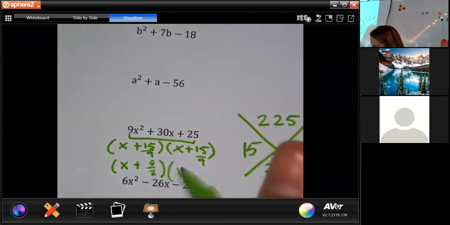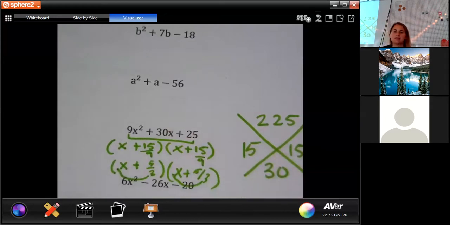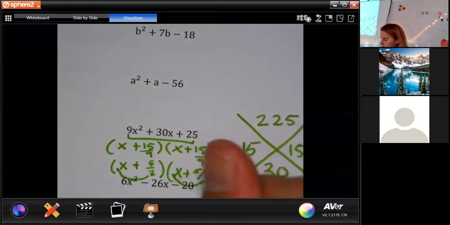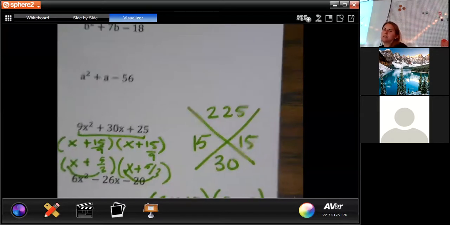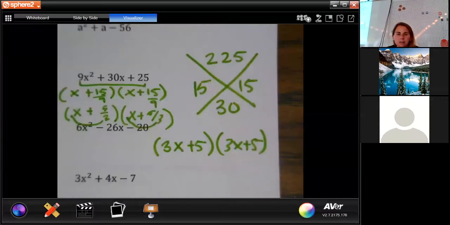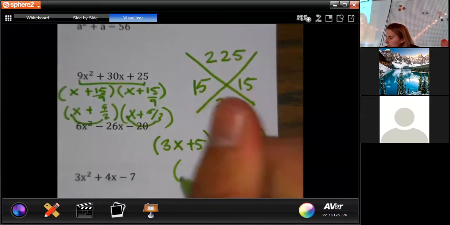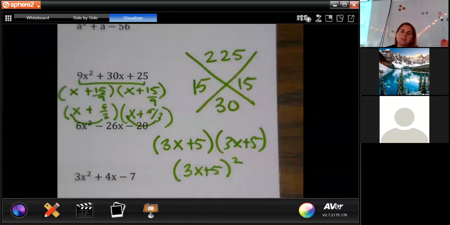Yeah, 5 over 3. Not a whole lot of room for this problem. So you do need to reduce before you do the bottoms up. Now when you bottoms up on this one, the 3 is going to go in front of both of those x's. And so you have 3x plus 5, 3x plus 5. I would be okay if you wrote it like that, but if you wanted to write it as 3x plus 5 squared, I'm good with that too.